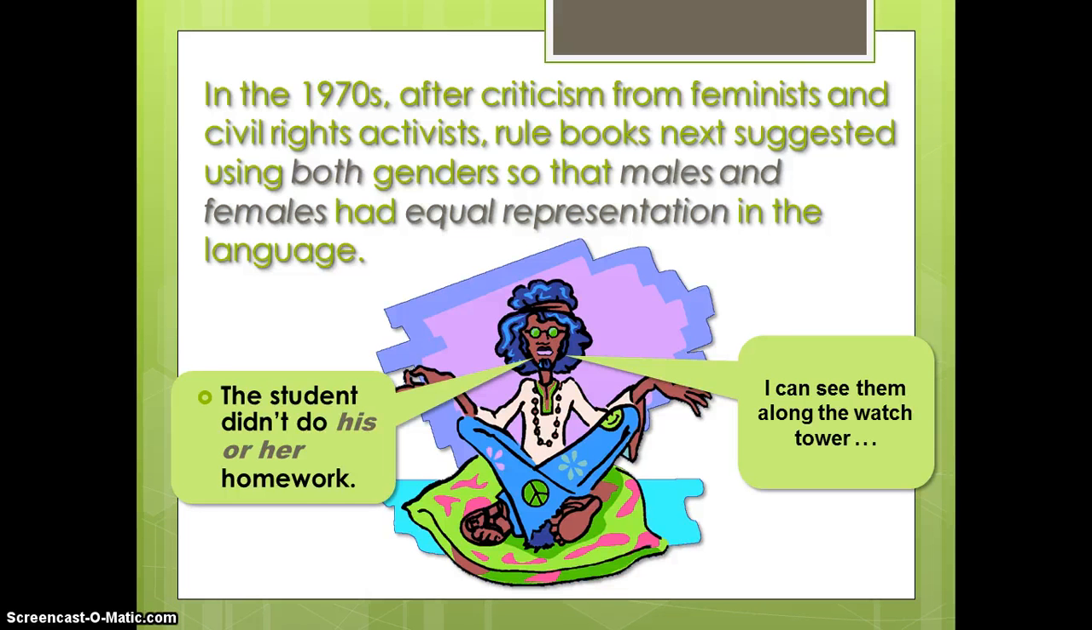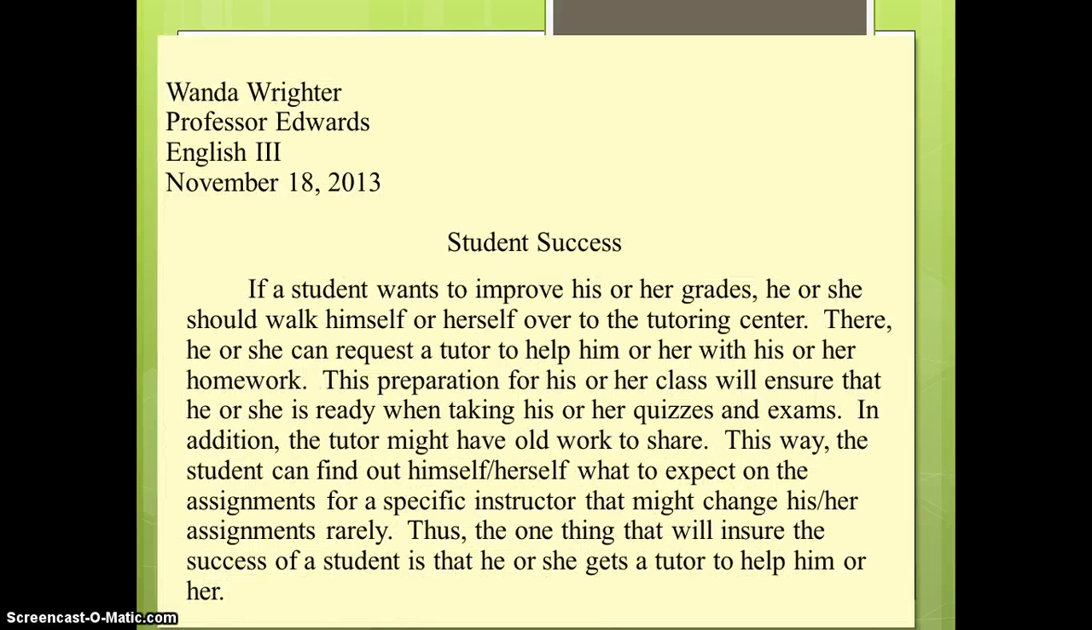The problem with this is sometimes that can get a little cumbersome. If a student wants to improve his or her grades, he or she should walk him or herself over to the tutoring center. There he or she can request a tutor to help him or her with his or her homework. This preparation for his or her classes will ensure that he or she is ready when taking his or her quizzes and exams. In addition, the tutor might have old work to show. The way the student can find him or herself out is expected, blah, blah, blah. Him or her is everywhere, and it's very cumbersome, very difficult to read.